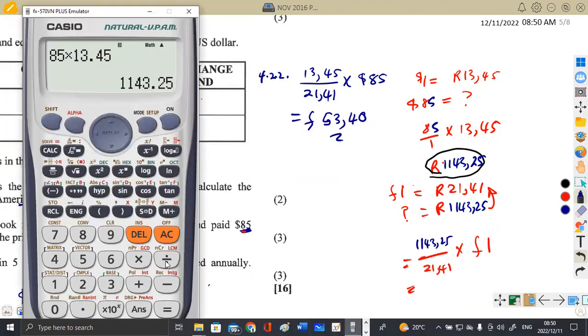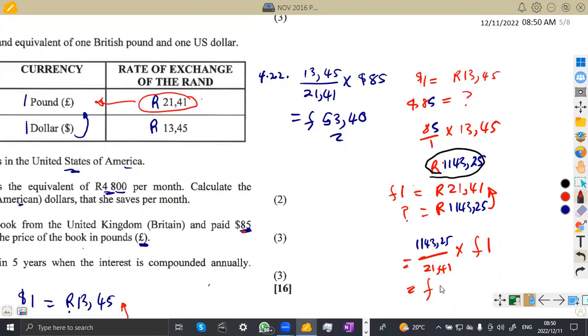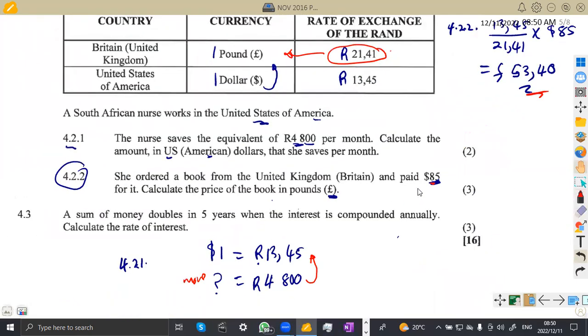All right, so this answer here divide by 21.41. What do we obtain? That's 53, that number, which is the same. So we are going to obtain 53.40 pounds, just like the one that we got. So that's what you simply needed on that one.